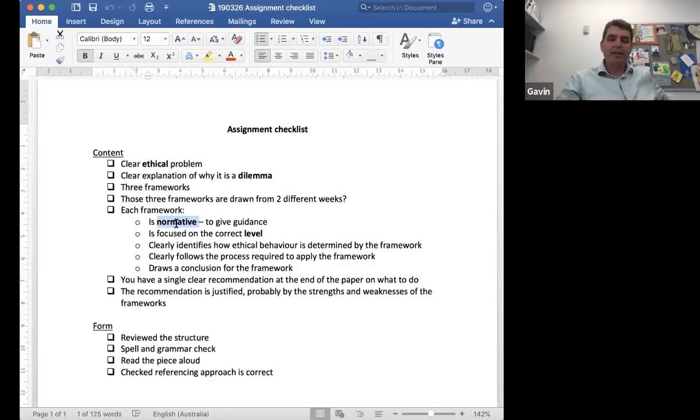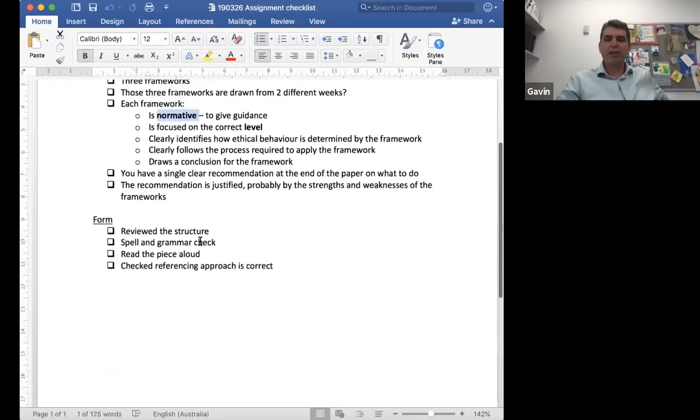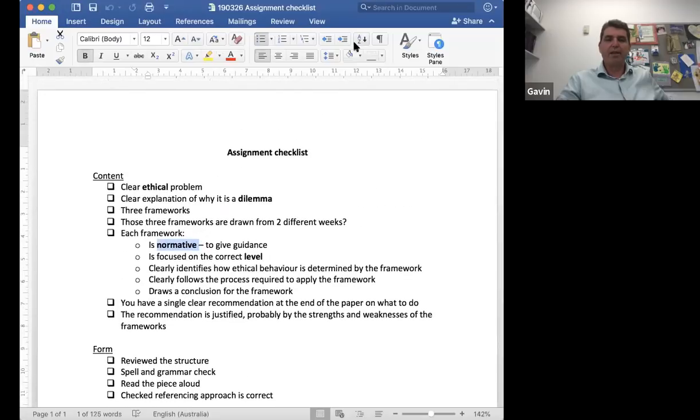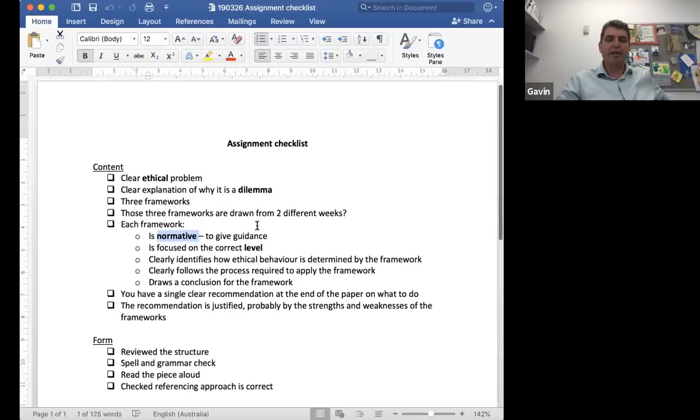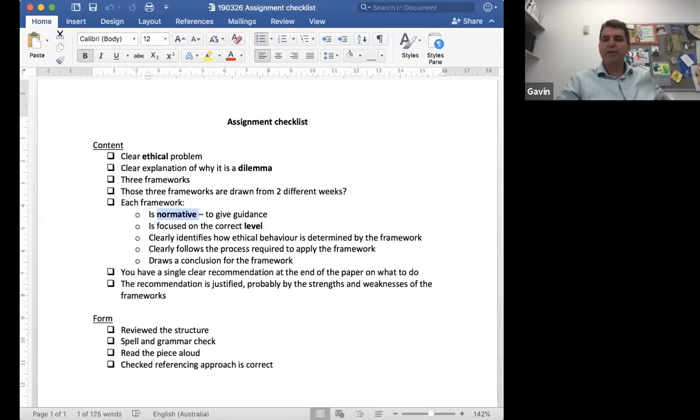Okay, so I tried to kick us off a little bit with some ideas around an assignment checklist. Were there any specific questions that people had coming through at the moment?